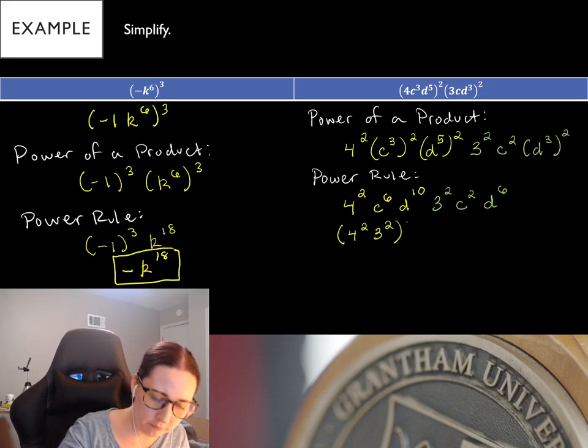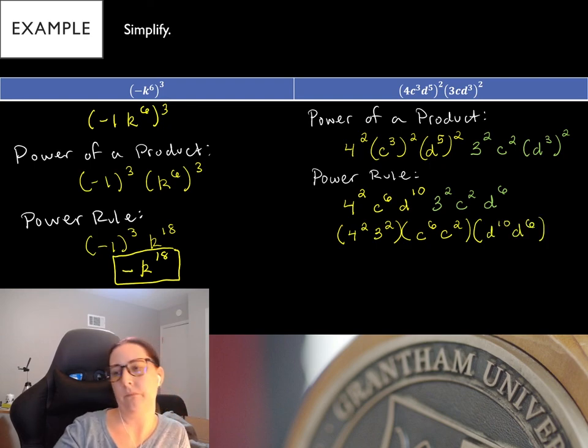Then I'm going to group together the c's. C to the 6th, c squared, and then d to the 10th, d to the 6th. So I've just rearranged everything using that commutative property, which says that you can do that. And then I also use the associative property by basically putting them in parentheses, because that one's all about grouping. So associative property, commutative property.